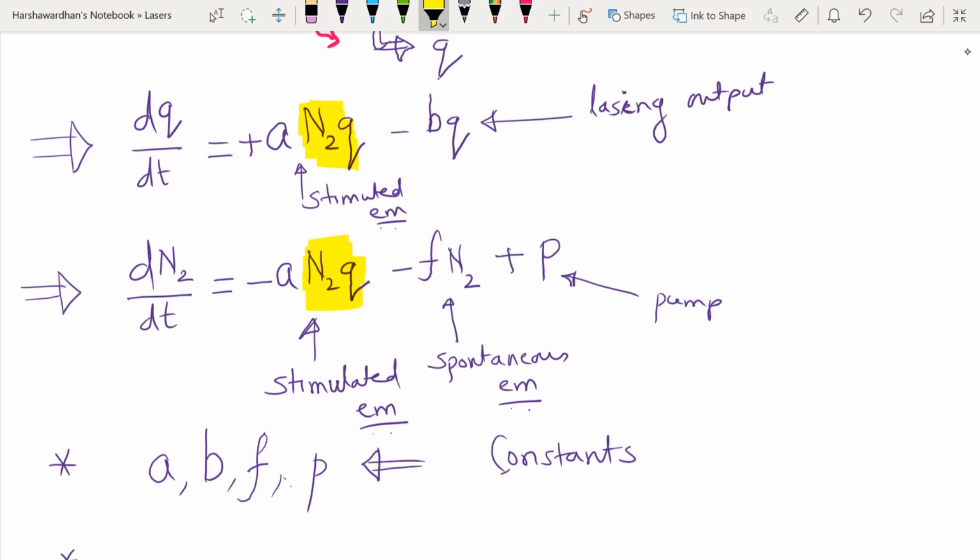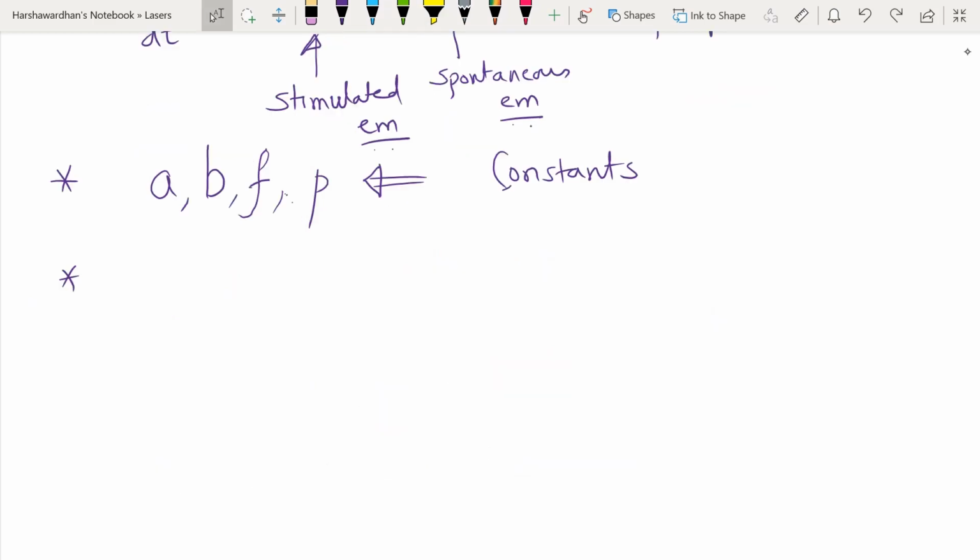And we cannot disregard this nonlinear coupling, and that is why the atoms and the field are very strongly linked within a laser. So I will write that down here: we identify the nonlinear term, which is basically N2 times Q. So this identification is crucial.